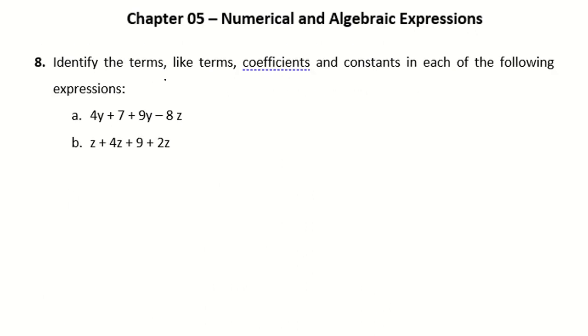Now, identify the terms, like terms, coefficients and constant terms in each of the following expressions. So term means what I told you: whenever you count plus or minus, that will be one term. So this is term 1, term 2, term 3 and term 4. Same here, term 1, term 2, term 3 and term 4.